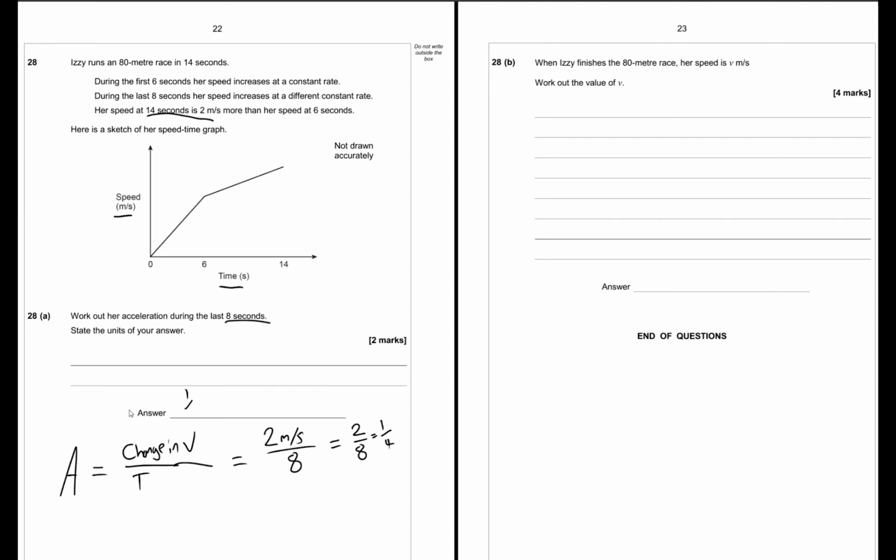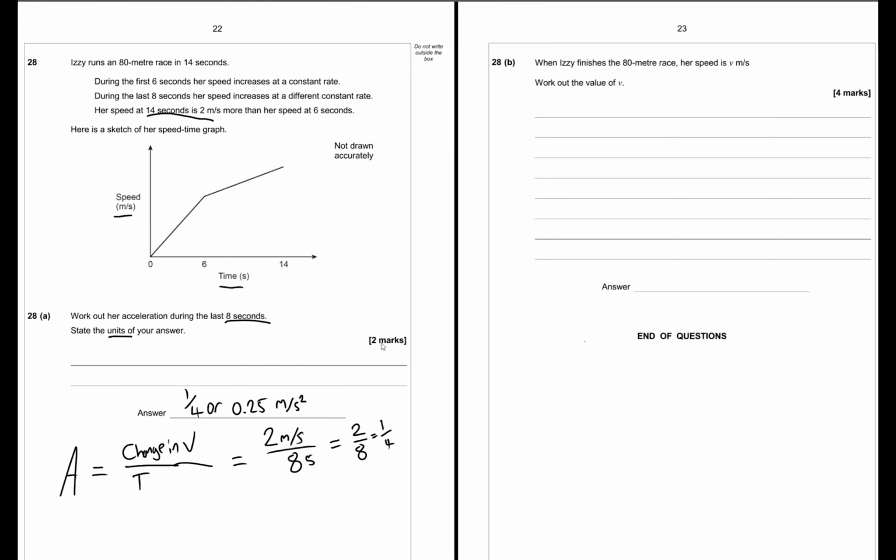1/4, or 0.25. But we want to know the units. So it's meters per second over 8 seconds. So the unit is going to be meters per second squared.